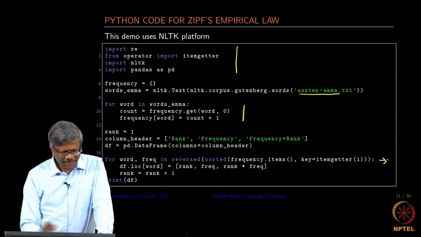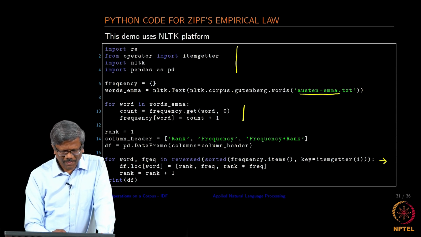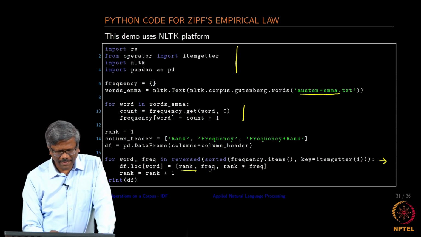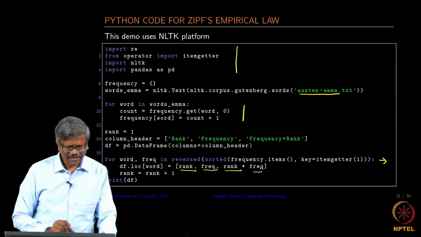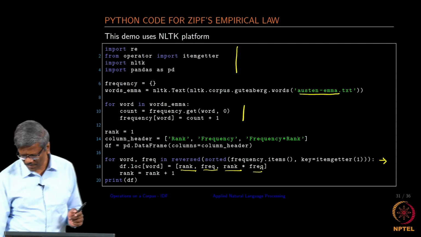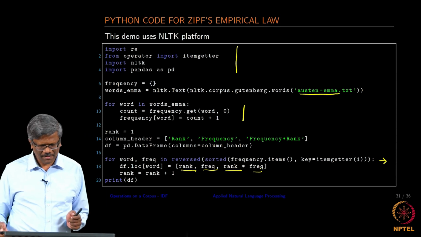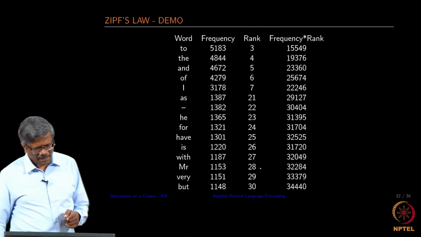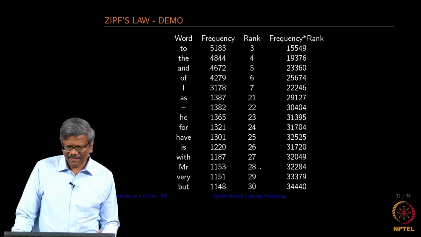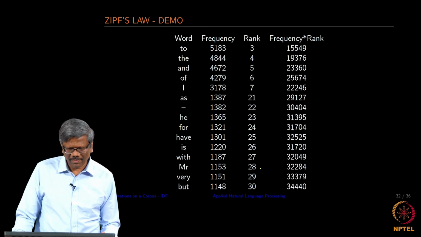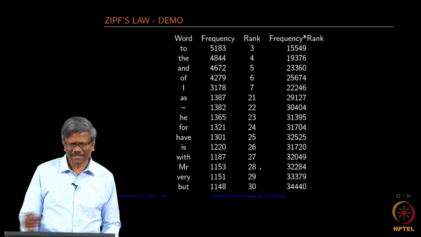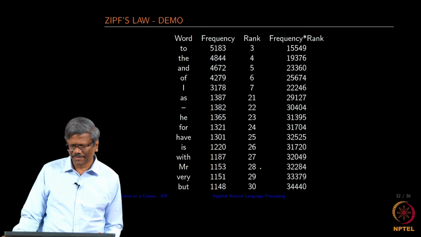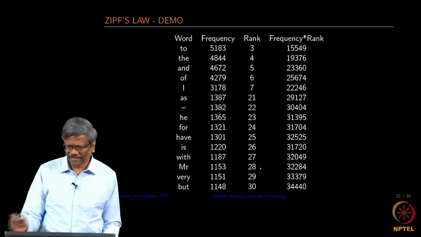And then for every word that we have found, we are going to list its rank, its frequency, and the product of rank and frequency, and then finally we print that particular table. So, if you do this operation, you get a table where the words are listed in the first column, the frequency in the second, the rank in the third, and then the frequency times rank in the fourth one.